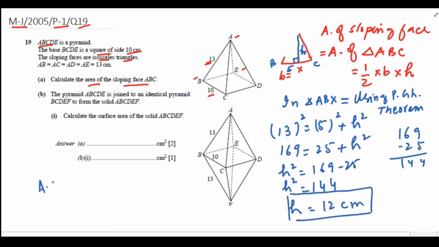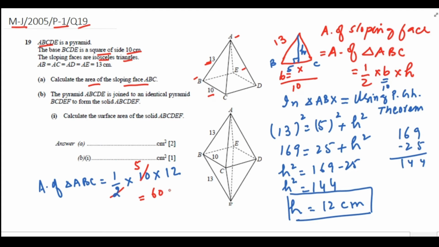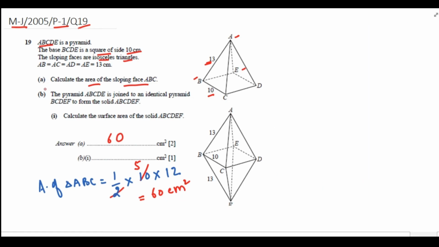Therefore area of triangle ABC is equal to 1 upon 2 into base equal to 10 multiplied by h equal to 12. Cancelling out 10 by 2 we get 5. So 5 multiplied by 12 is equal to 60 centimeter square. So answer of part A is 60 centimeter square.